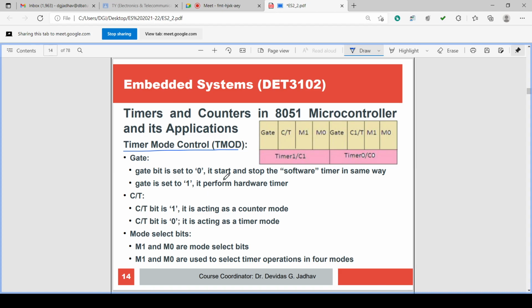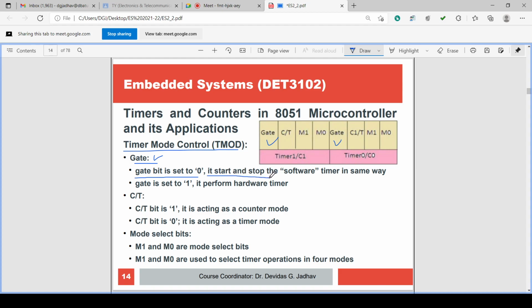And what do these bits indicate? First is a gate. There is a gate bit. And this gate bit is used in timer 1 as well as one more gate is there in timer 0. So gate is here for timer 1, gate is here for timer 0. Both these gates, what does this gate mean? The gate bit is set to 0. That means 0 is substituted in the gate.